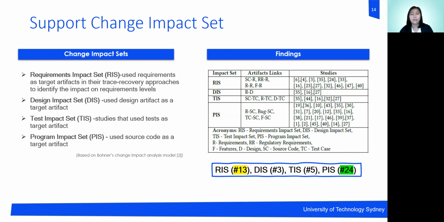And the table on the right represents the summary of the finding. As presented in the table, majority of the study focus on program impact set because it is the most frequently changed area in the system. And the requirement impact set is the second highest group in the category. And lastly, only a handful of study focus on test and design impact set.